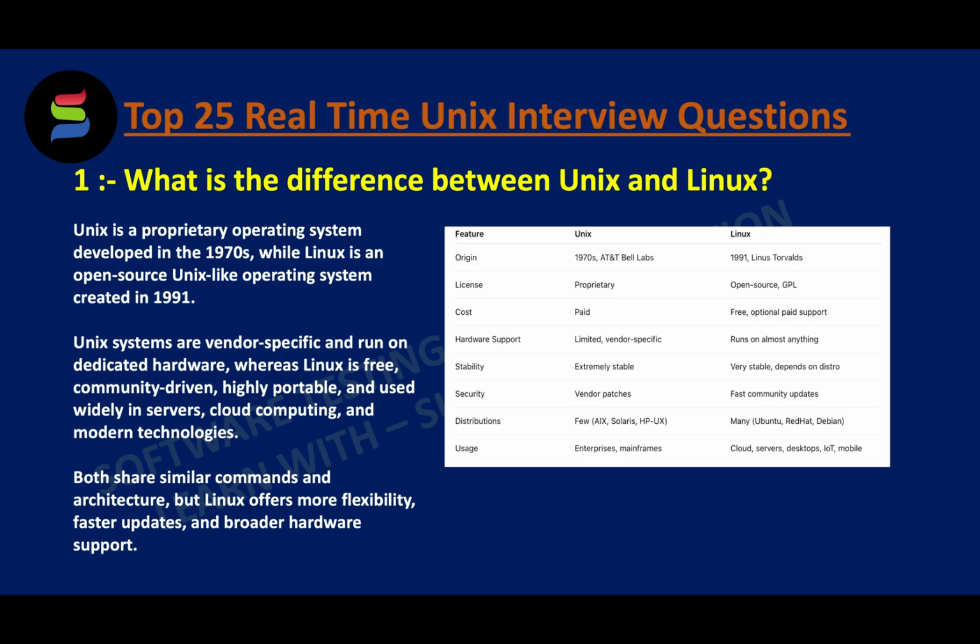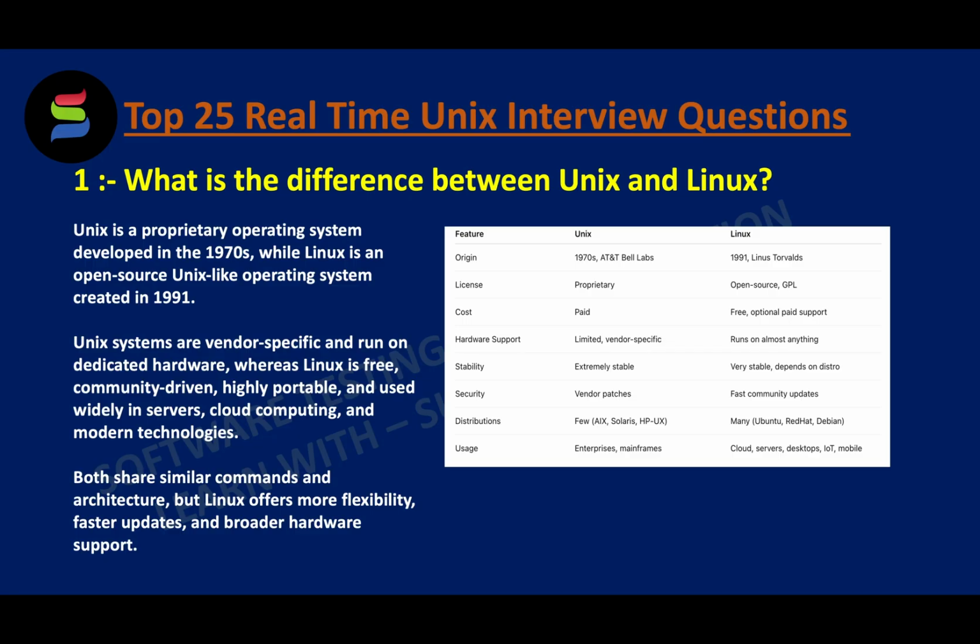Next thing is ownership. Unix is mostly proprietary. Different companies own different versions like IBM AIX, HP UX and Oracle Solaris. Linux is open source, licensed under the GPL. Anyone can view the code, modify it and create their own distribution. That's why we have many Linux distros like Ubuntu, Red Hat, Debian and Arch. Then you have cost. Unix usually requires a paid license and official vendor support. Linux is mostly free with optional paid support for enterprise versions.